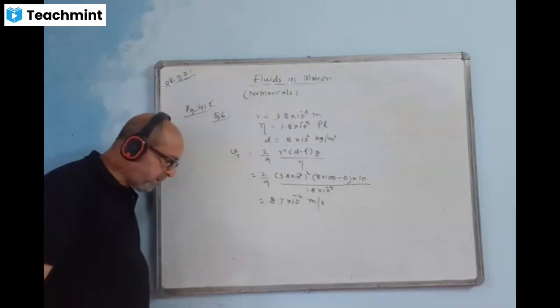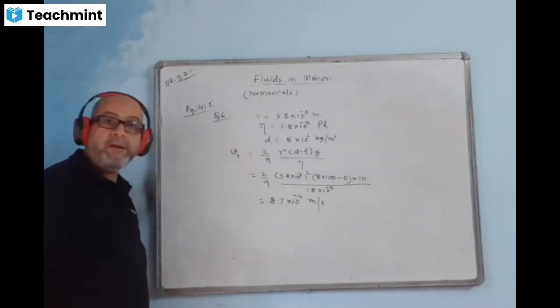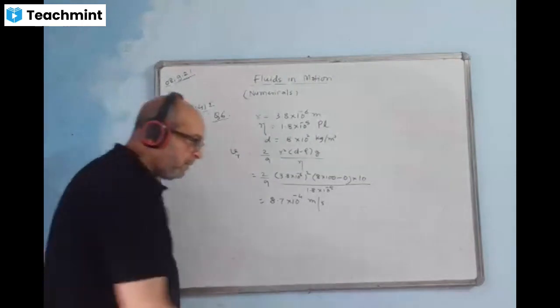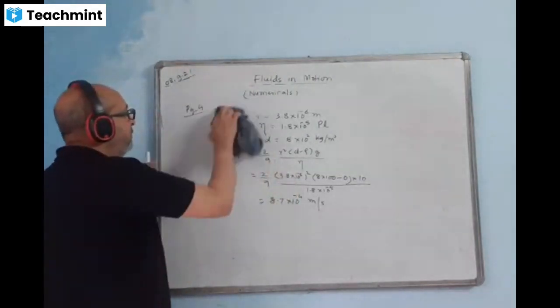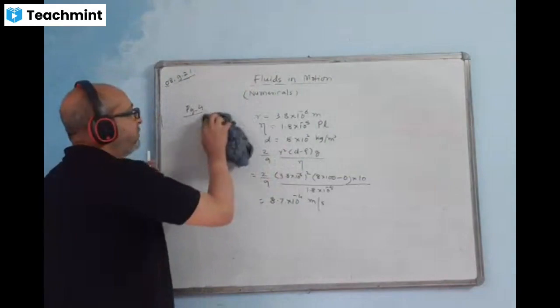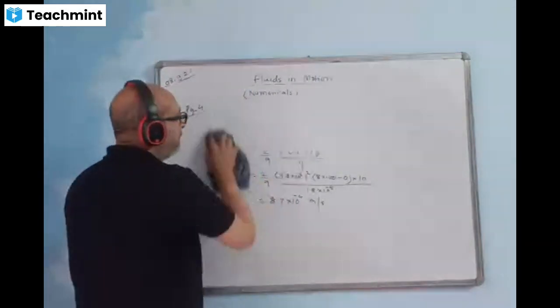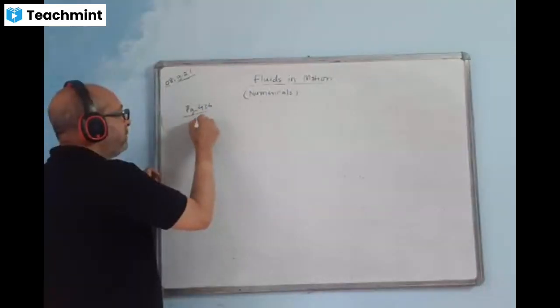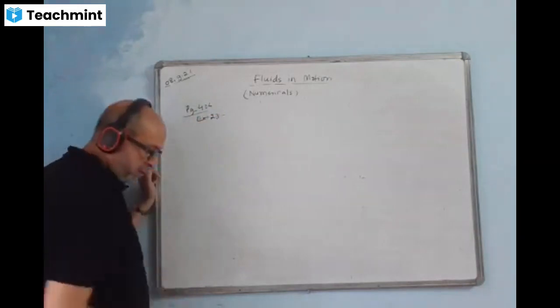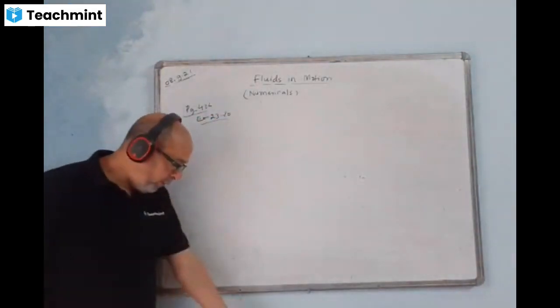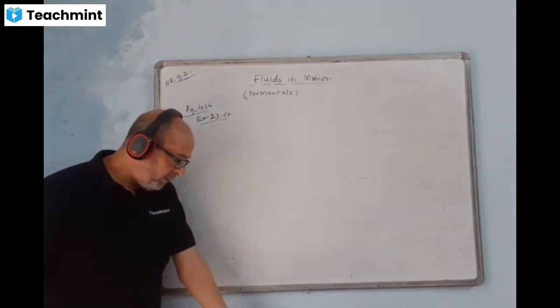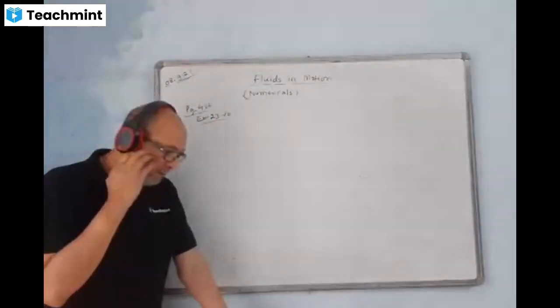Page 406, example 23-10. Page 406. 406, example 20. Question: two equal drops of water are falling through air with constant velocity of 0.1 meter per second. Constant velocity is terminal velocity.